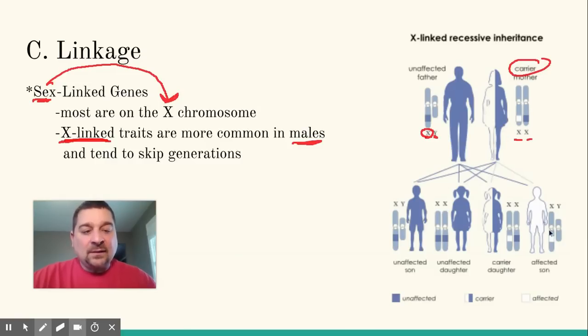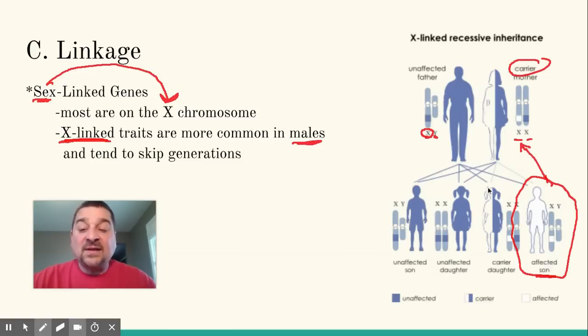And if you look at offspring, you tend to see males affected with these X-linked traits more often. Things like hemophilia, color blindness, and Duchenne's muscular dystrophy tend to be more common in males. Females can get it if you have an affected male crossed with a carrier female, then you have a chance of getting two X's with the disorder, and then it would show up in a female, but it's much less common.